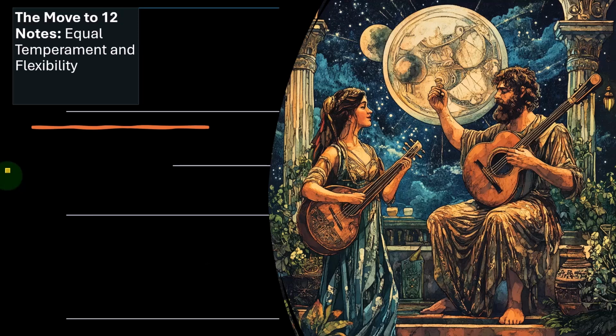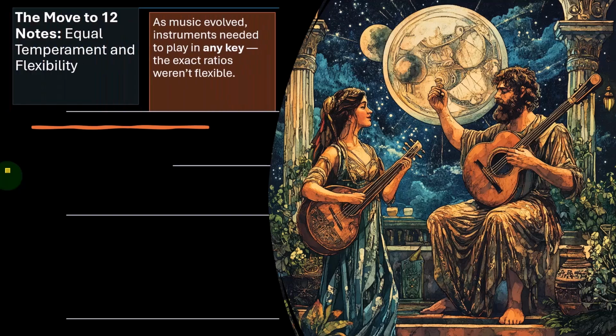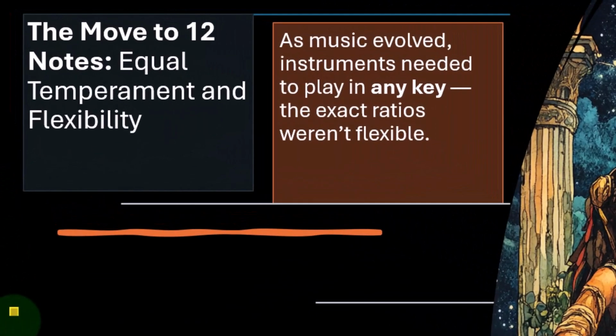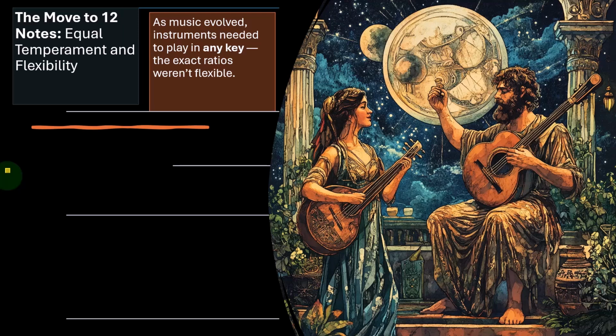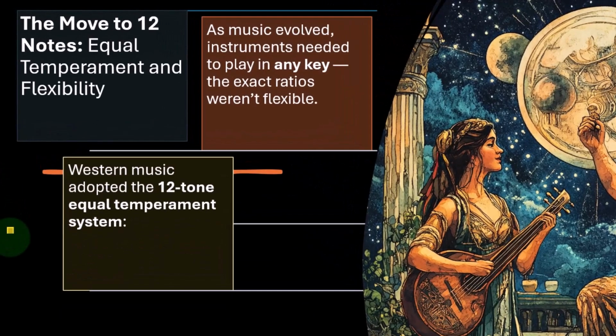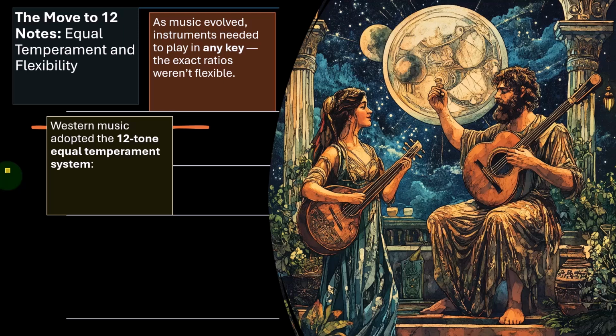So the move to 12-note equal temperament. Later on, we're saying, hey, look, these 7 notes are great, but now that we can measure hertz, now that I can break the interval of the octave up into a series of measurable distances, wouldn't it be cool if I had units like a ruler? I want to make equal unit distances between the 2. That would make sense. That's what we would want to do. As music evolved, instruments needed to play in any key. The exact ratios weren't flexible. In other words, 7 notes isn't enough. I want to be able to switch keys and play in different keys. I want more crayons in the crayon box.